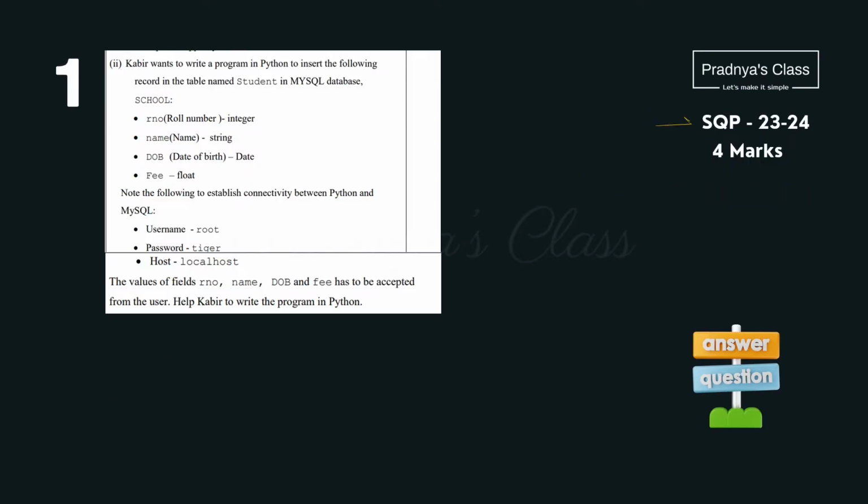This question has been taken from the sample question paper for the session 23-24. This question is a case study based question. Read the question carefully. Kabir wants to write a Python program to insert following record in the table student in MySQL database school. Here are the fields of the table and this information is provided for the connectivity. Continue reading the question. The values of RNO, name, date of birth and fees has to be accepted from the user. Help Kabir to write program in Python.